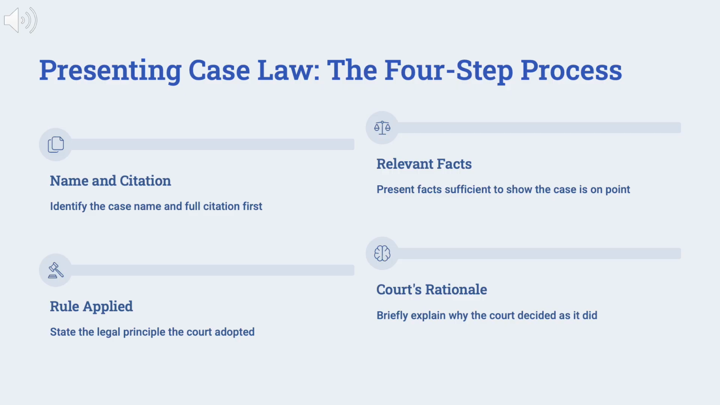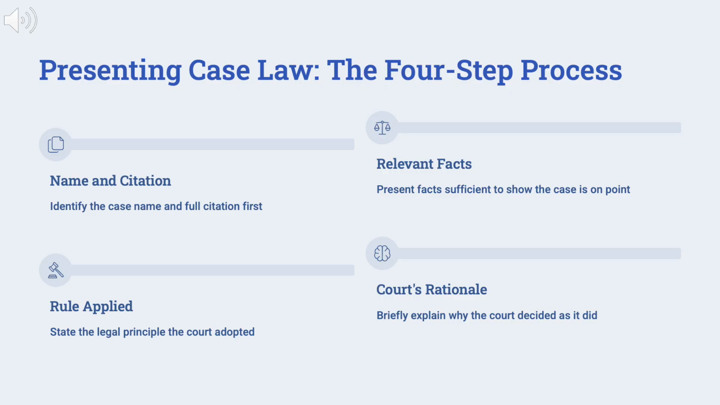The second step is to present the relevant facts of the case. The purpose of this step is not to give a comprehensive factual summary, but to present enough factual detail to demonstrate that the case is on point, that its circumstances are sufficiently similar to the client's situation to make the court's ruling relevant. This requires judgment. Too little factual context leaves the reader unable to evaluate the case's relevance. Too much detail shifts the memo toward a case brief format, which is not the appropriate document.